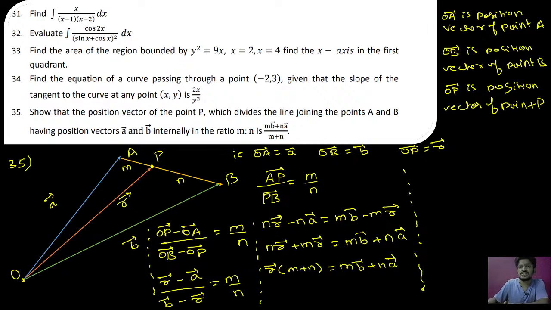Therefore you can just see vector r will be equal to m vector b plus n vector a divided by m plus n. This is our answer. This is our required answer.